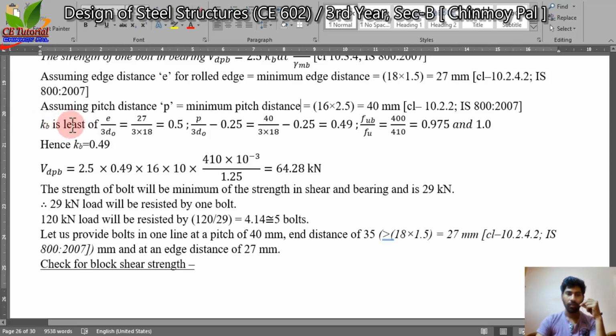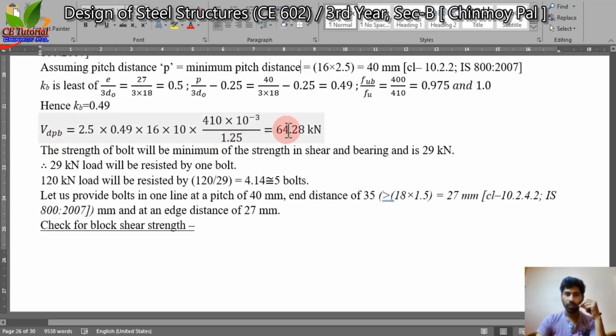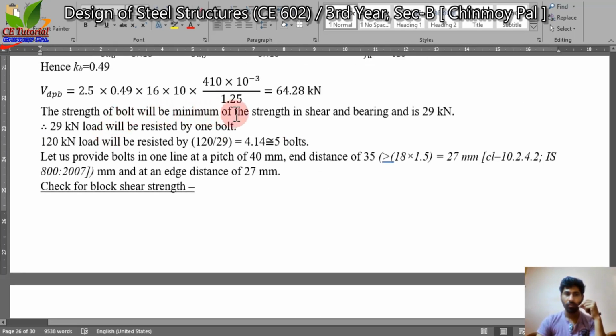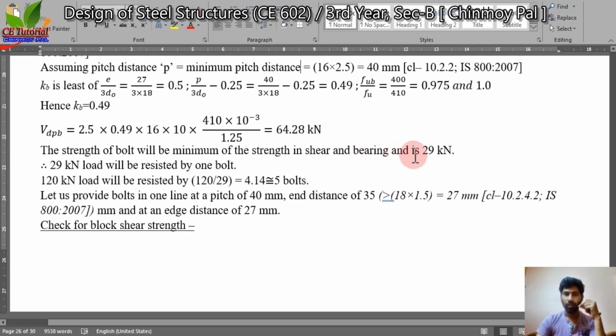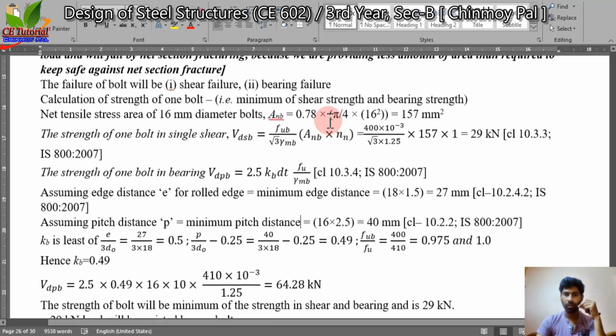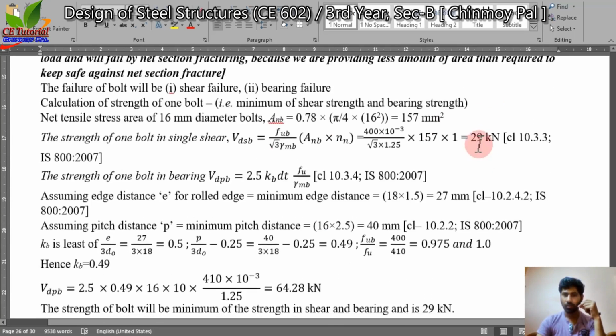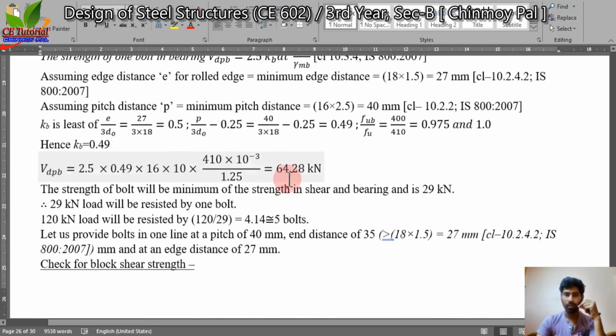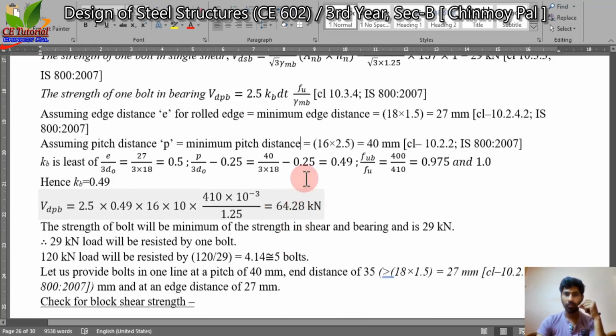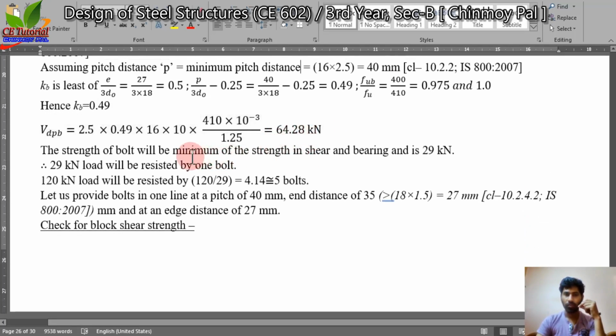So now KB we have to calculate, and from all those parameters the minimum value will be taken, that is 0.49. So KB is equal to 0.49. Now the bearing strength of bolt is equal to 64.28 kilonewton. The strength of the bolt will be minimum of strength in shearing and bearing, that is 29 kilonewton. The shearing strength of bolt is 29 kilonewton, and bearing strength is 64.8 kilonewton. The minimum of those two is the actual minimum strength of bolt, that is 29 kilonewton.